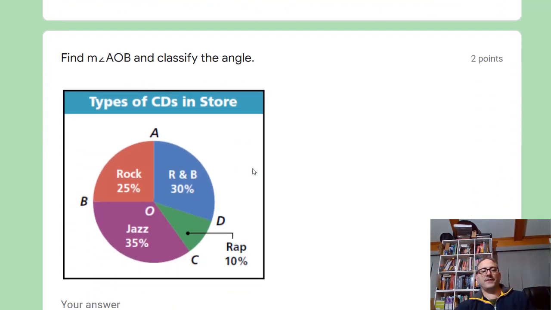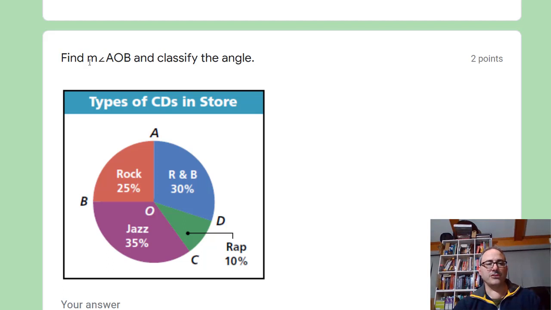All right. So I wanted you to get this idea that a circle is 360 degrees. So I have this pie chart, this circle graph, or pie graph. All right? Types of CDs in store. So in some kind of store that must sell music CDs. Apparently 25% of the CDs are rock and roll. 30% of the CDs are R&B, 10% are rap, and 35% are jazz, okay?